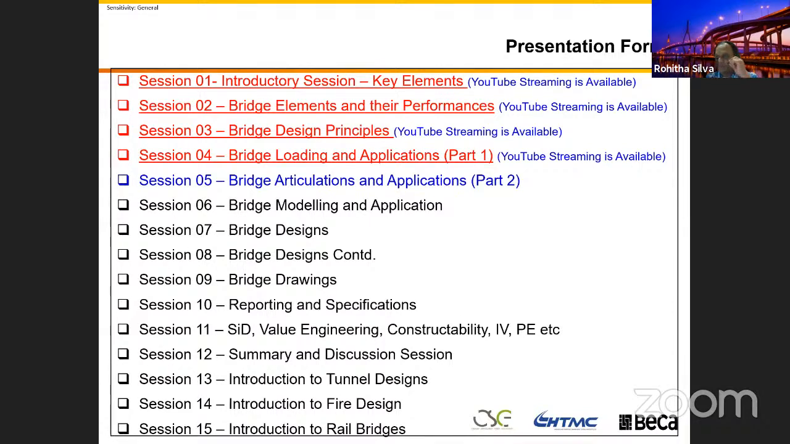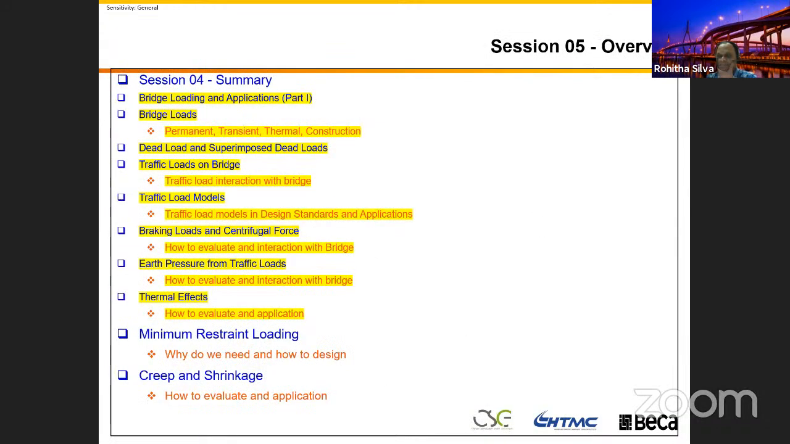In the previous session, we discussed some of the bridge loading and their applications. We discussed different load types: dead load, superimposed dead load, and the traffic load. We spent quite a bit of time on traffic loading. That is the primary load case we use in the bridge design.